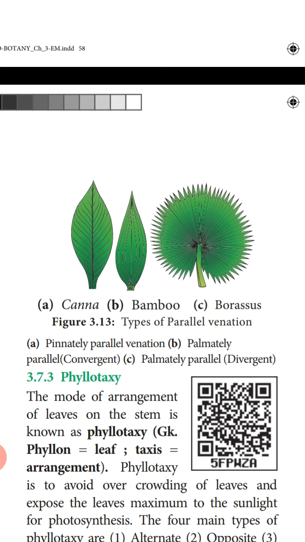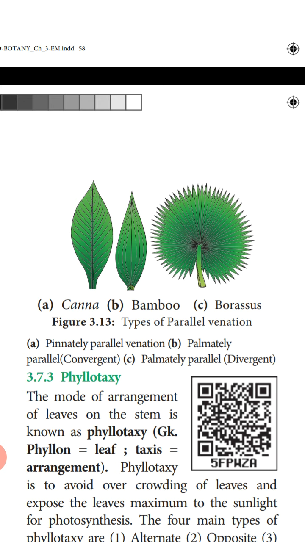First one we have studied: only one major midrib is there, and from that major midrib numerous veins arise, parallel to each other. The example you can find in the canna plant. Next, the B and C diagrams represent the palmately parallel venation. In diagram B, from the leaf base numerous veins arise which are parallel to each other and go towards the apex. So this is called the convergent type of palmately parallel venation.